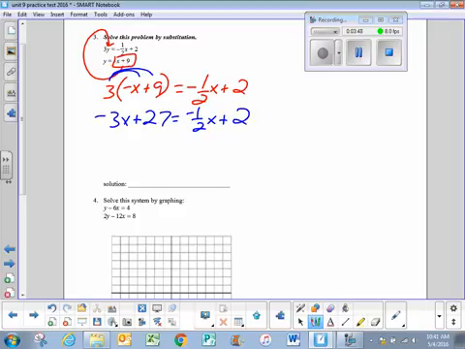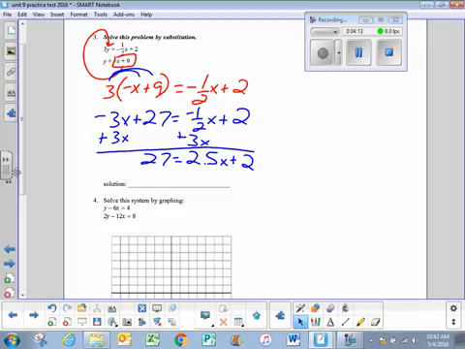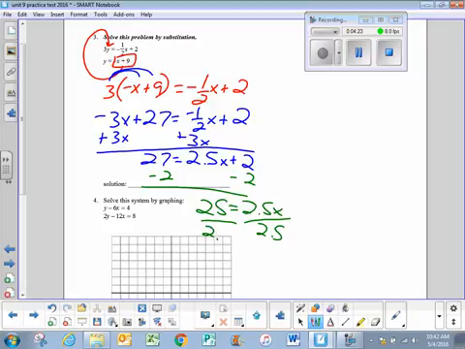So I distributed. Now I need to get x on one side, numbers on the other. This is what we spent a lot of time on earlier this year. We are going to add 3x to both sides. So I get 27 equals 2.5x plus 2. Since it's a terminating decimal, it is appropriate to go ahead and make it a decimal. Then we're going to subtract 2, and we get 25 equals 2.5x. Divide both sides by 2.5, and x is 10. So x equals 10.